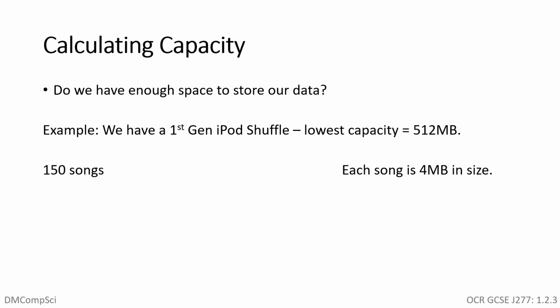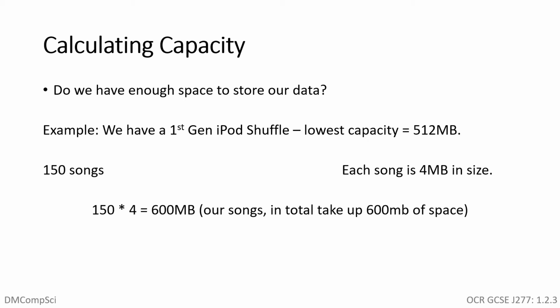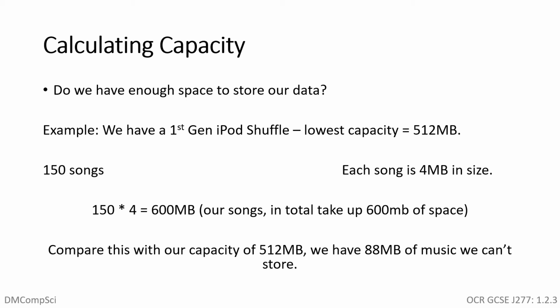You can work out the total capacity required for a group of files by summing the sizes for all of them. In this case, all of our files are the same size, therefore we can multiply the number of files by the size of a single file. This would be 4 megabytes times 150, and this brings us to a grand total of 600 megabytes. We then compare this to the capacity of our device, which is 512 megabytes. As you can see, our capacity is smaller than the amount of data we wish to save by 88 megabytes.